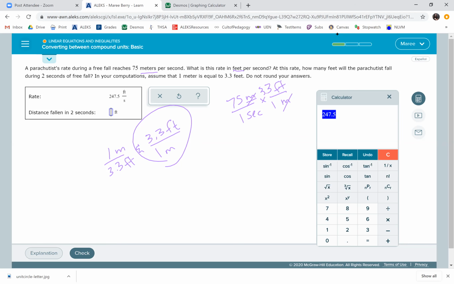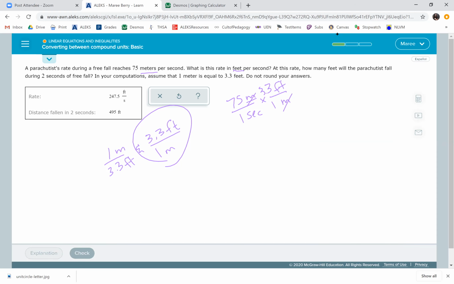And we want to know times 2. So we want to times this by 2. And you get 495. And that's the end of the lesson.